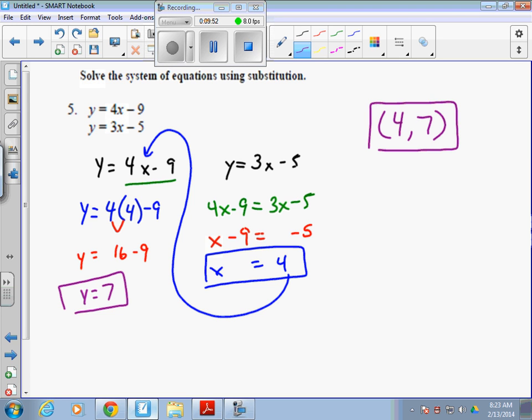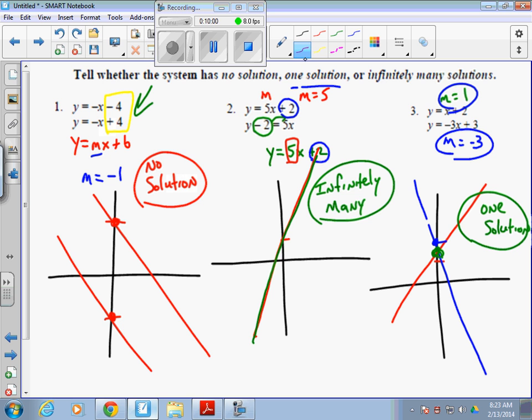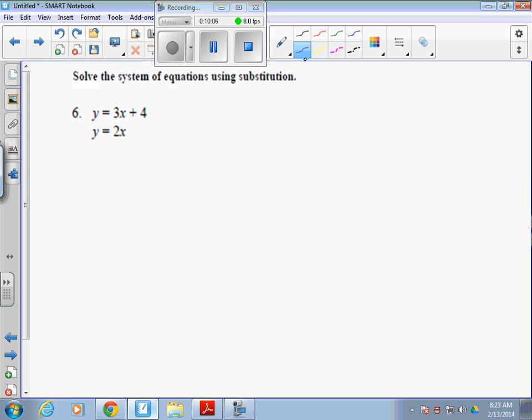So both number 4 and number 5 are showing systems that are going to cross in one point. So if you compare them to 1, 2, and 3, both 4 and 5 will act just like number 3. There'll be that one solution where the two lines cross each other. Let's look at number 6.